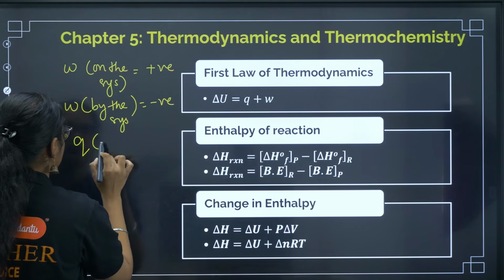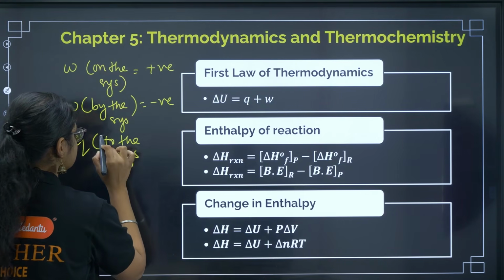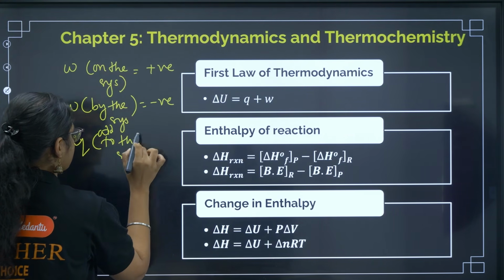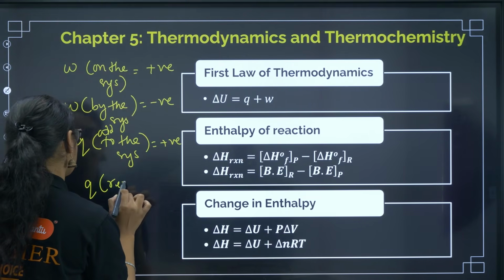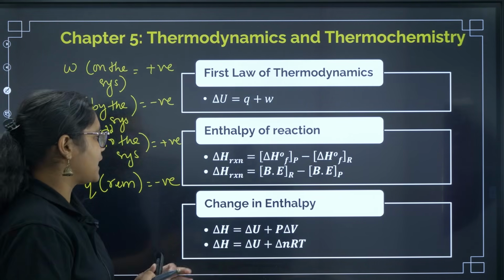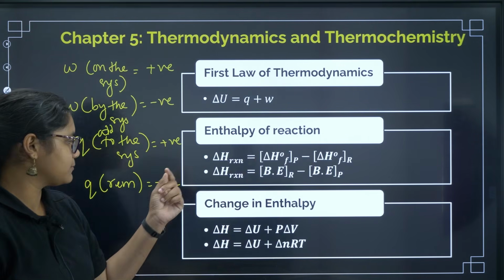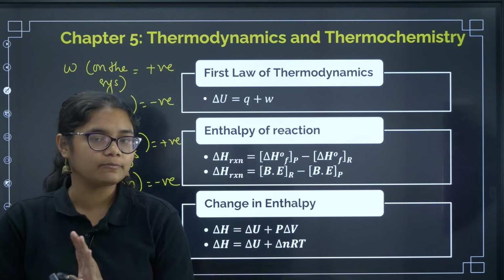If Q is provided to the system or added to the system, then it is positive, and if Q is removed, then it will be negative. Okay, now next is to calculate the enthalpy of reaction. This type of question is generally asked when a reaction is given. You have to calculate the enthalpy of the reaction.